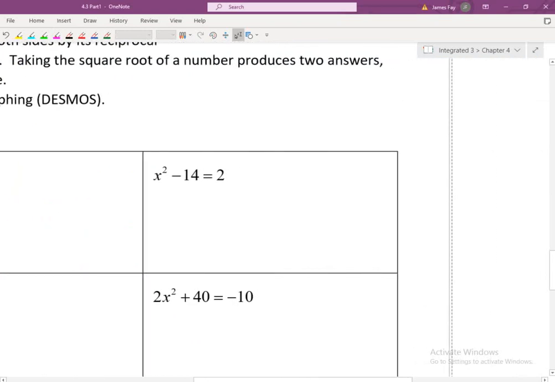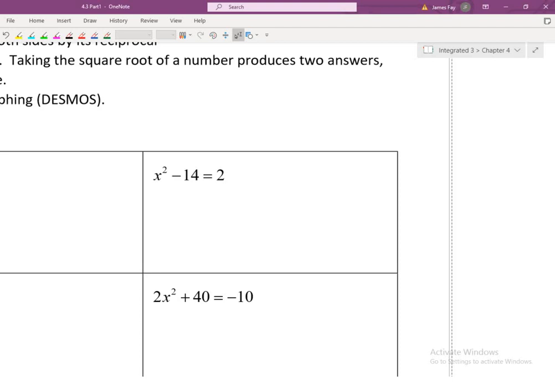Okay, so the next one. All the other ones were set equal to 0 already, right? This one is not, but it doesn't matter. You're still trying to get x squared by itself. That's the end goal, get x squared by itself. So then you would add 14 to both sides.